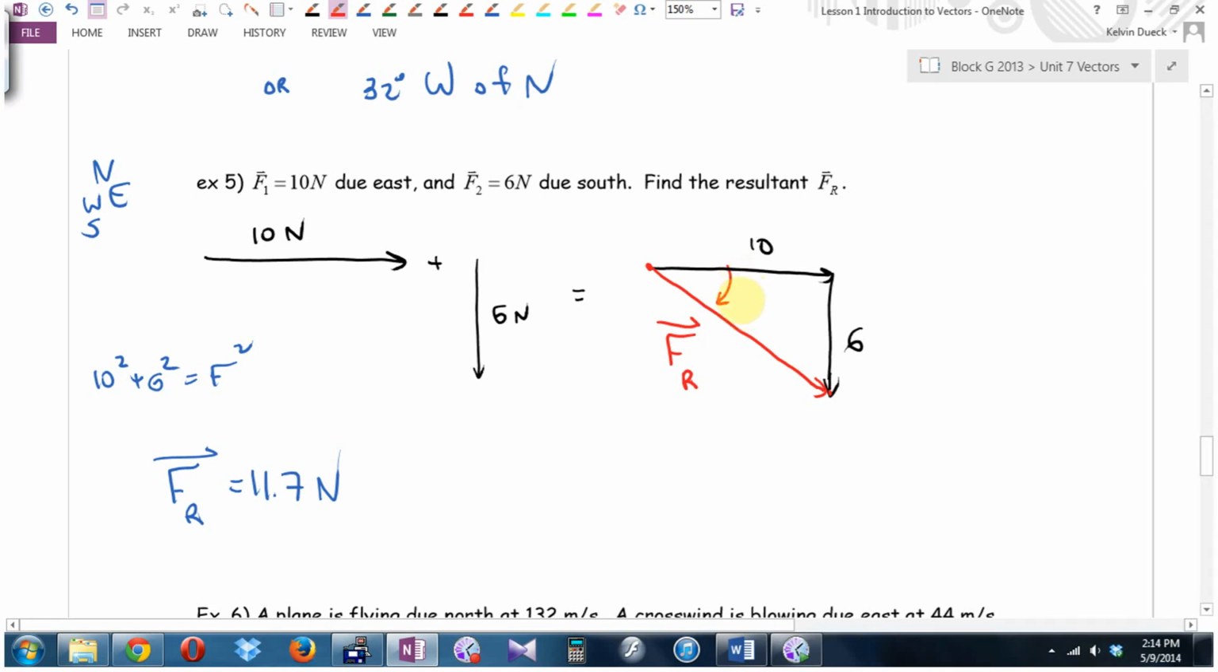Let's see. To draw that, what direction did I start out going? This is south of east, not east of south, south of east. So I'll leave a little space here. I'll go at south of east. Now let's find out how big theta is.